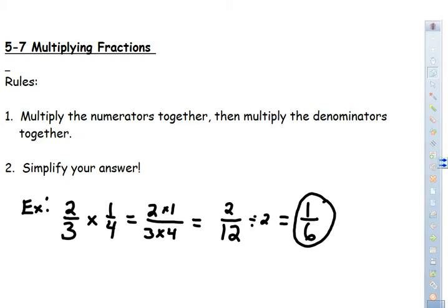So you're going to simply take 2 times 1, which is right here listed, and then 3 times 4, which I have here. 2 times 1 is 2, 3 times 4 is 12, and yes, you must simplify now by dividing each of those by the greatest common factor, which is 2, and you get 2 divided by 2 equaling 1, and 12 divided by 2 equaling 6. So that is the extent of what we're doing today. So let's go ahead and try some.